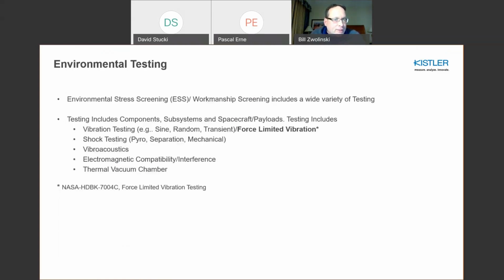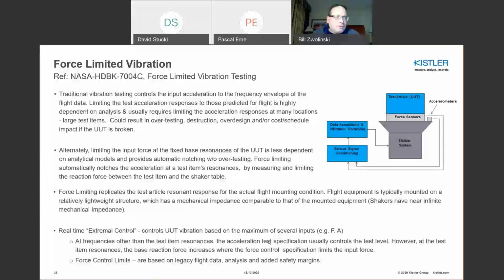In environmental testing of payloads, there are quite a few factors that come into play. I mentioned a few here: shock testing, vibe testing, force limiting, vibroacoustics, thermal vac, and electromagnetic compatibility, all very important. In terms of force limited vibration, the key there is that force limiting automatically notches the acceleration at the test item resonances by measuring and limiting the reaction forces between the test article and the shaker table.